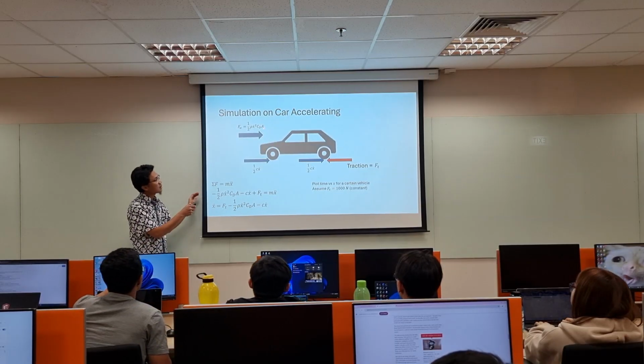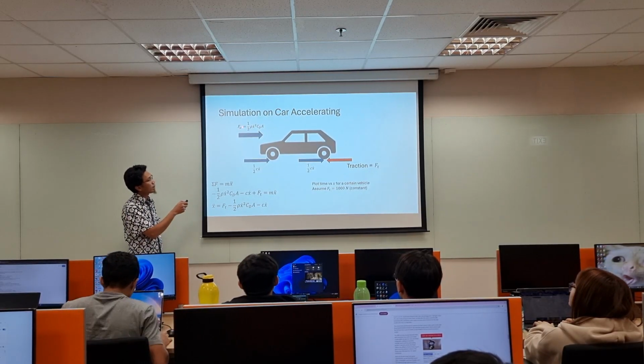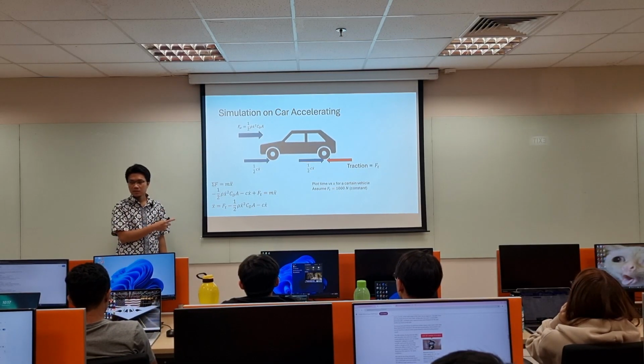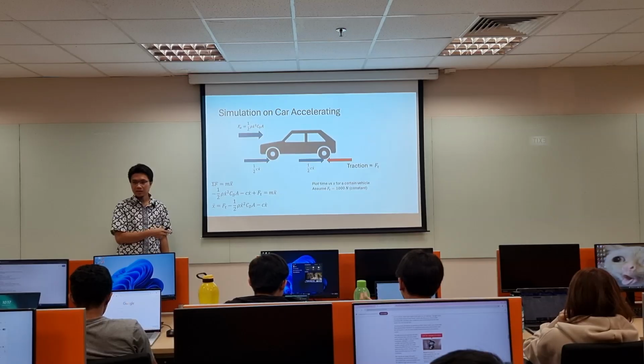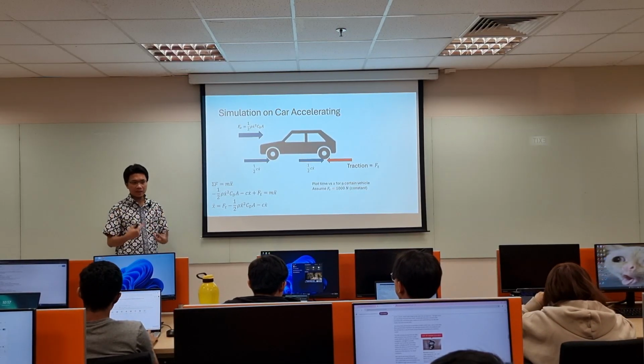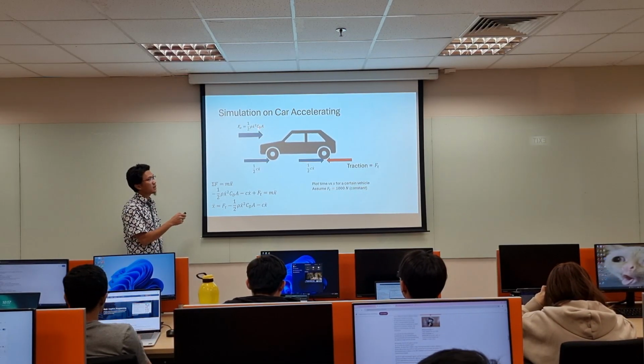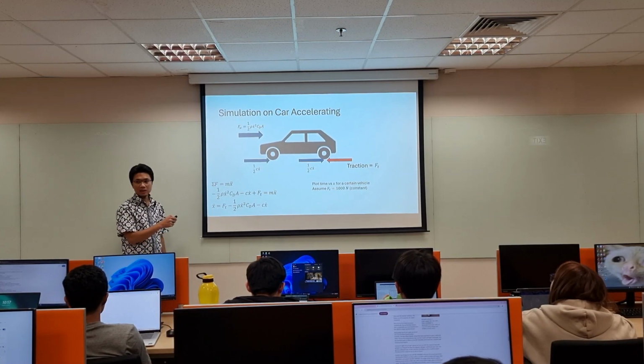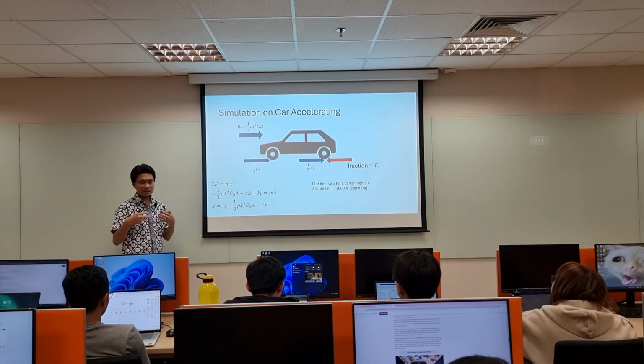Do you know what this FW is? It represents what? The drag. Yeah, the drag force coming from the air drag. Yeah. What is the CD? Drag coefficient. What is A? Cross-section area that is facing the air.